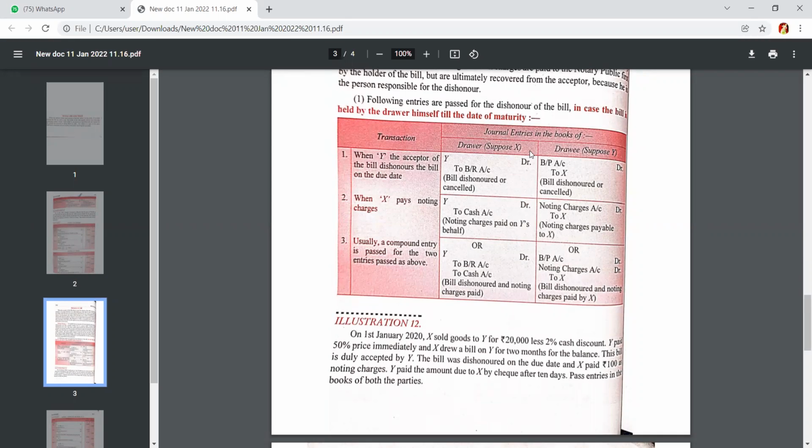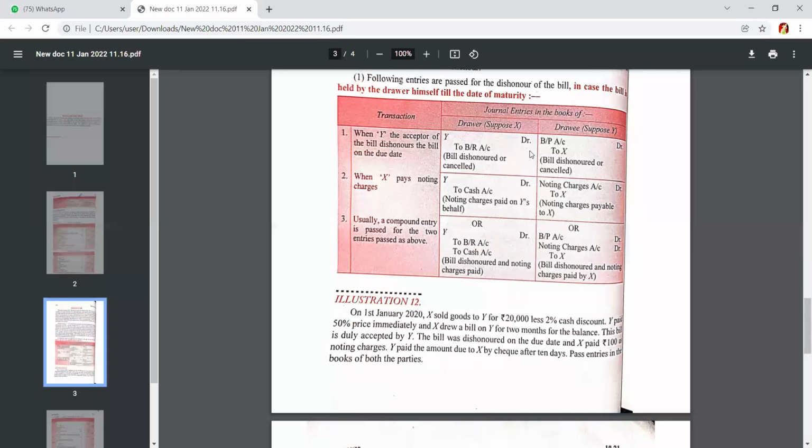See, what entries are to be made in the books of the drawer and drawee in case of dishonor. When Y, the acceptor of the bill, dishonors the bill on the due date, now the bill is going to be dishonored. So BR will be cancelled, so it will be credited. And Y becomes the debtor once again.